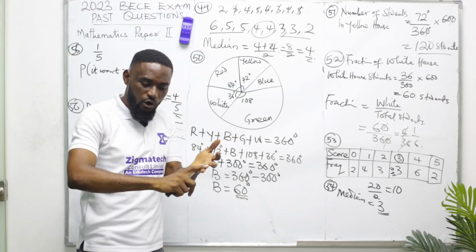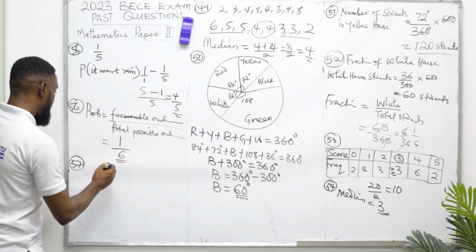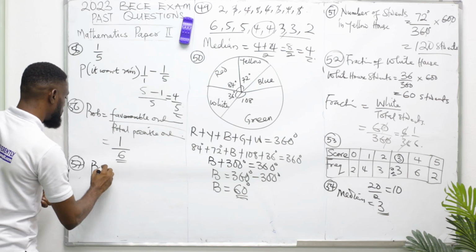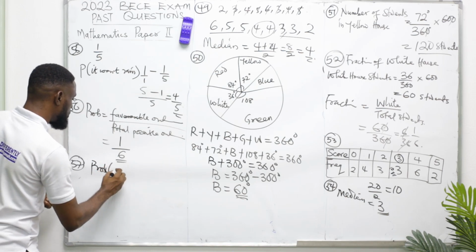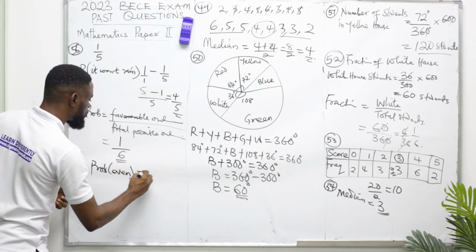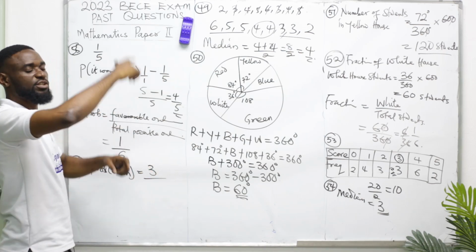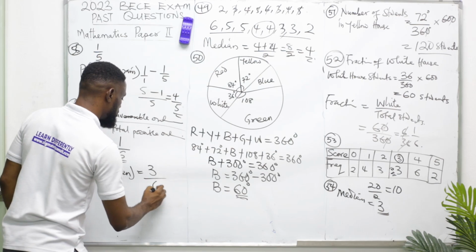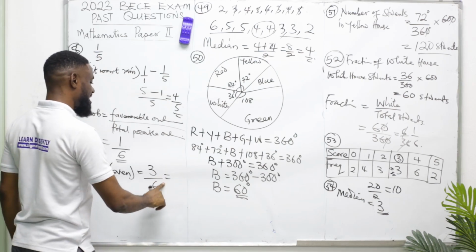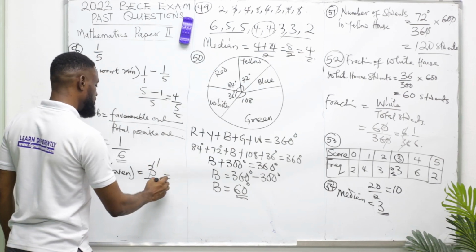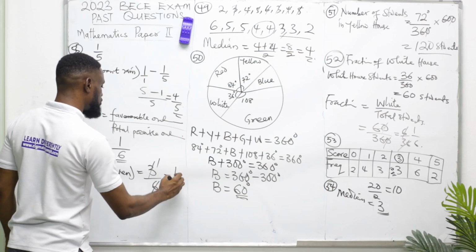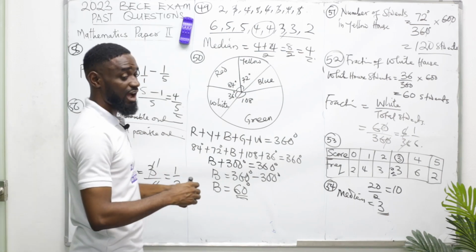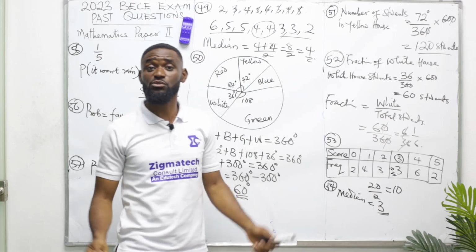2, 4, 6. So we have probability of even is equal to 3 divided by the total possible outcome, which is 6, because it has 6 sides. So 3 over 6 is 1 over 2. So it's half. So it's 50-50. That is what it means.